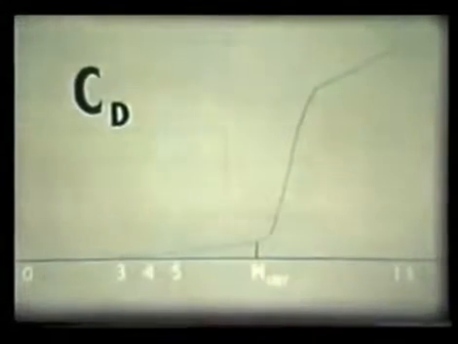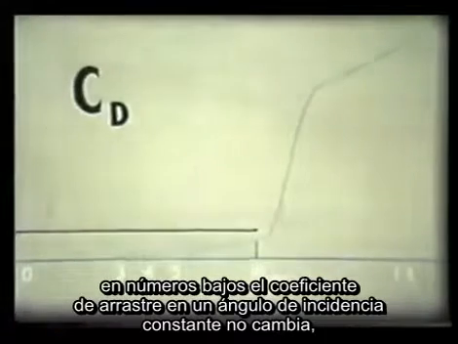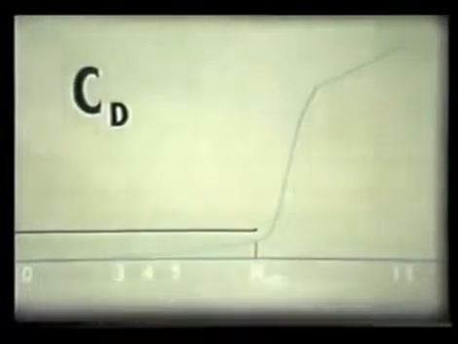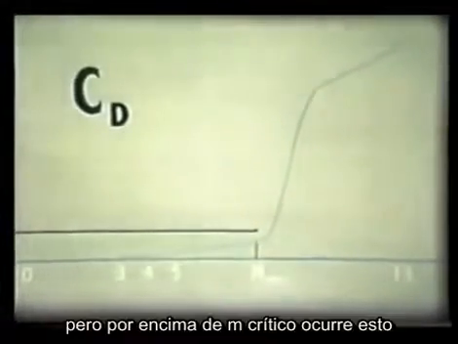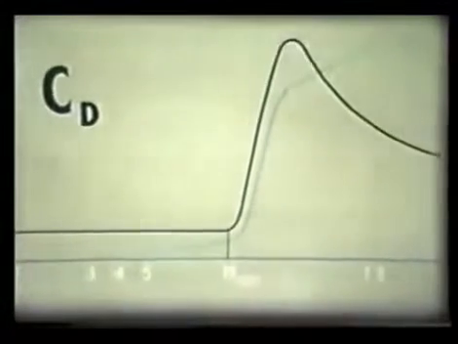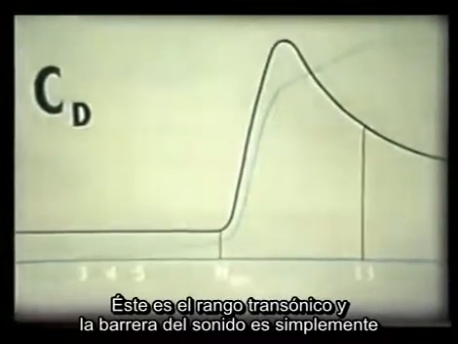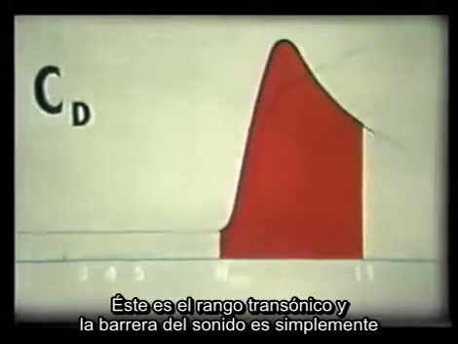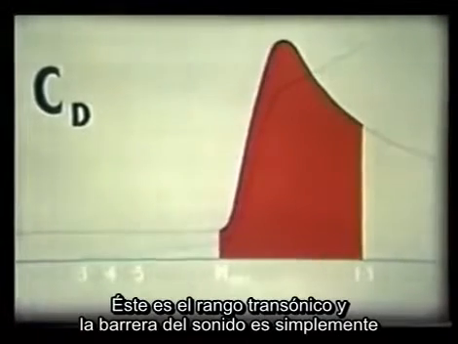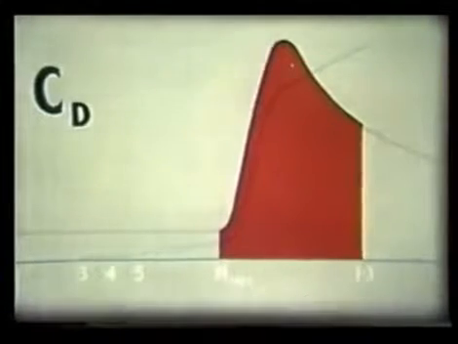These changes in drag can be seen more clearly in the behavior of the drag coefficient. At low Mach numbers, the drag coefficient at a constant angle of incidence doesn't change. But above M crit, this happens. This is the transonic range, and the sound barrier is simply the peak in the drag coefficient somewhere around Mach 1.